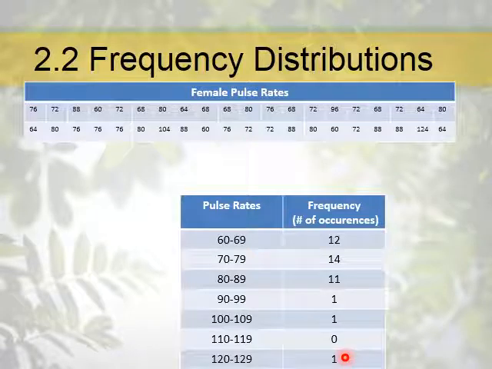So it's safe to say that most people, most women, will have a pulse rate between 60 and 89 just looking at this frequency distribution. So that's one thing I can get from summarizing the data that I might not have been able to tell right off the bat just looking at the numbers alone.